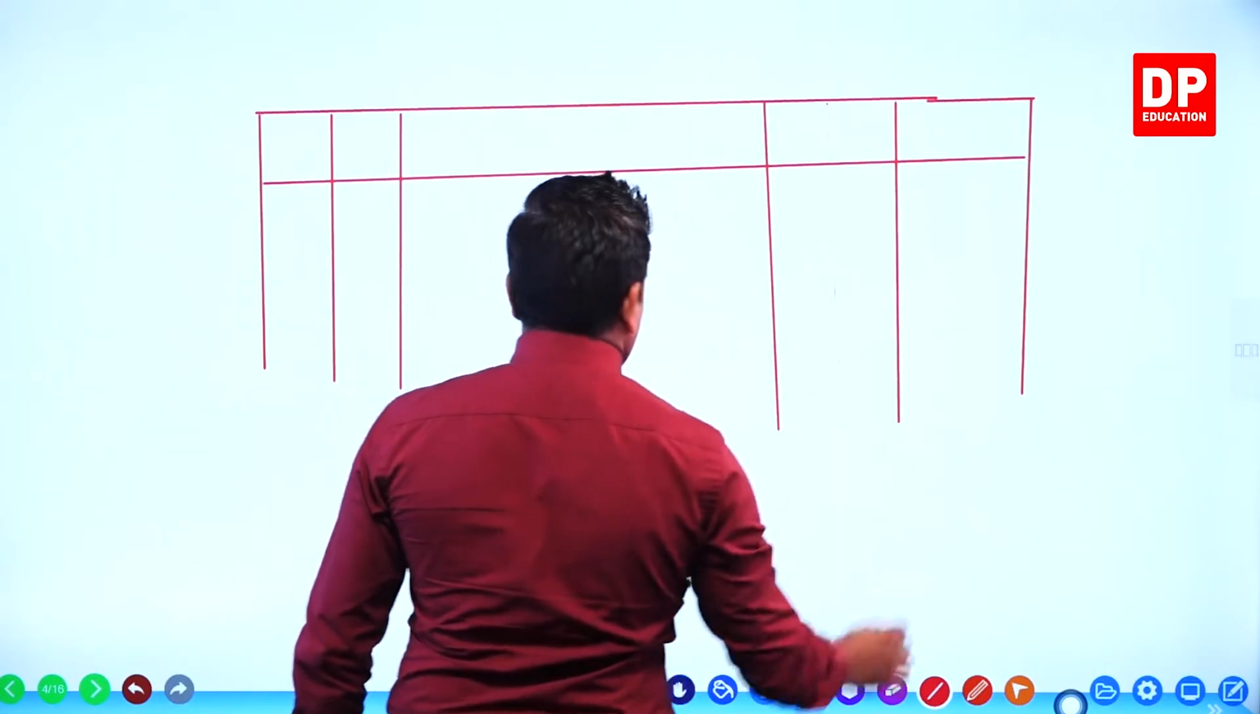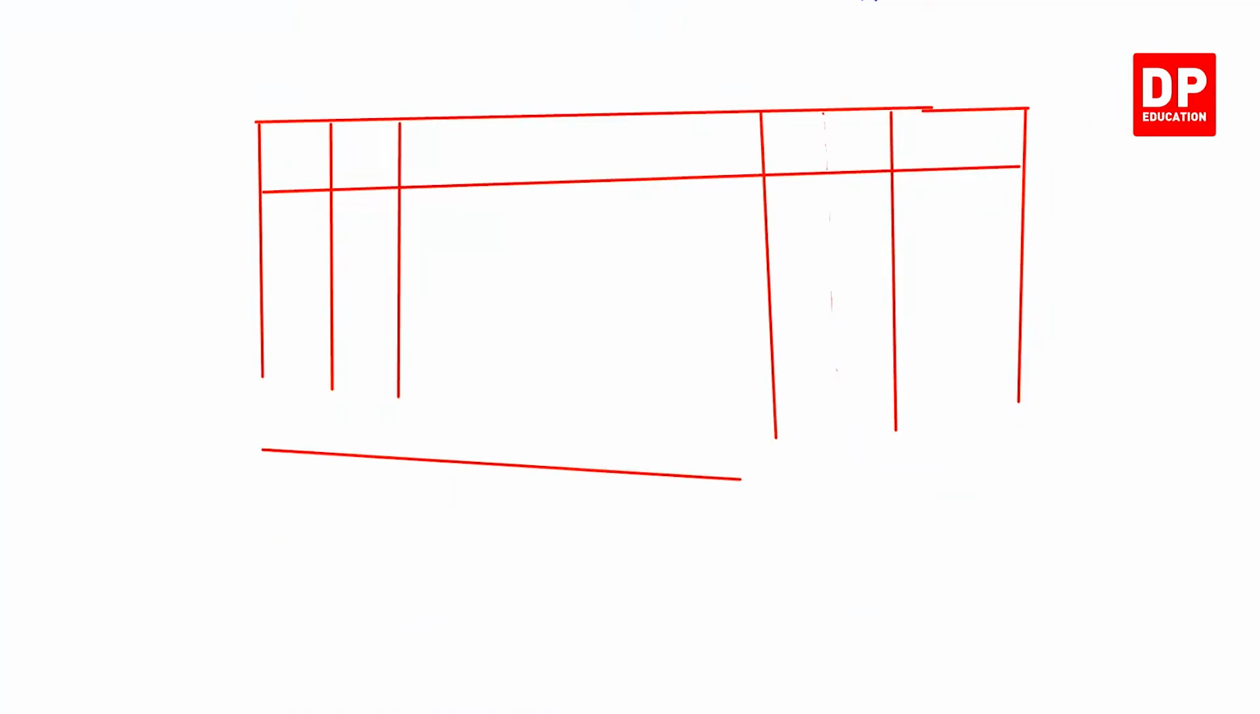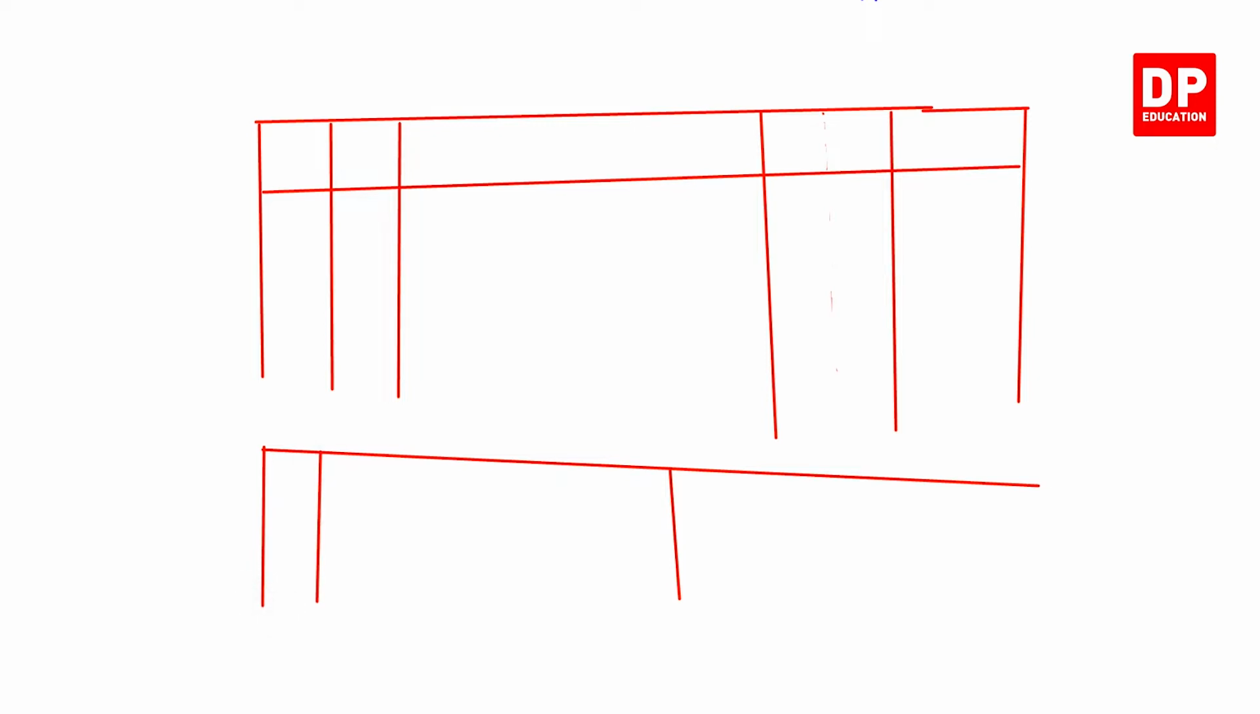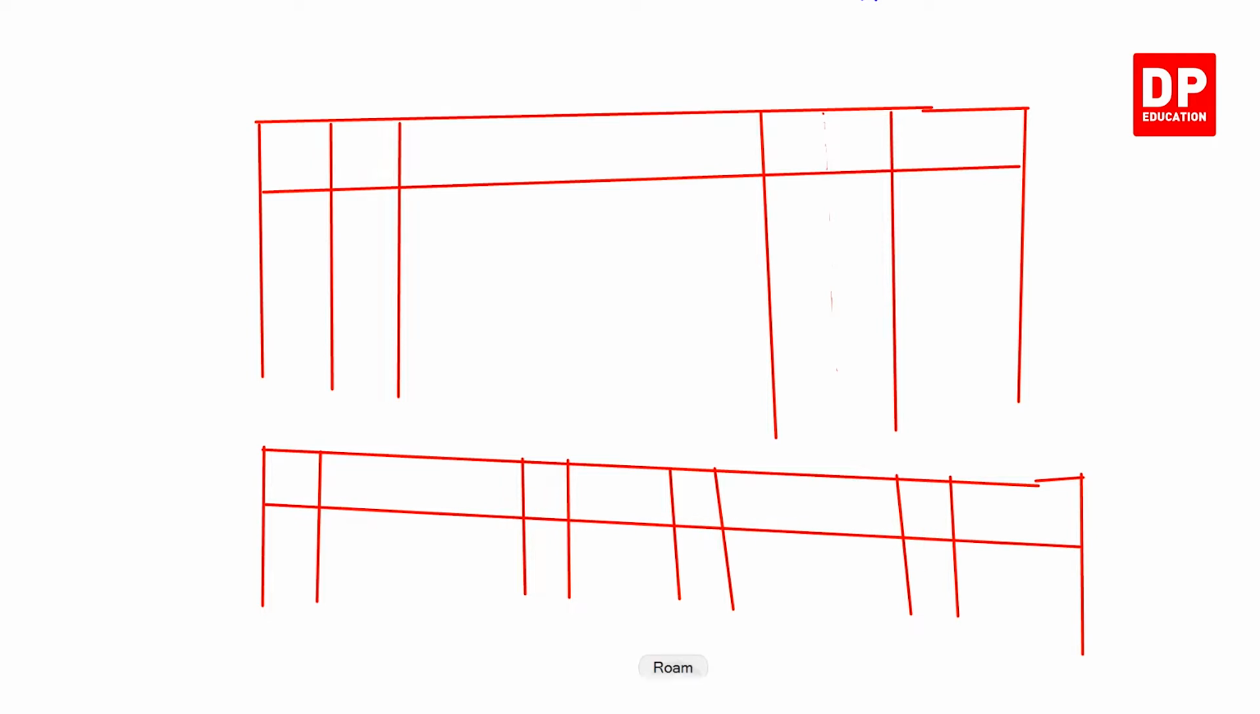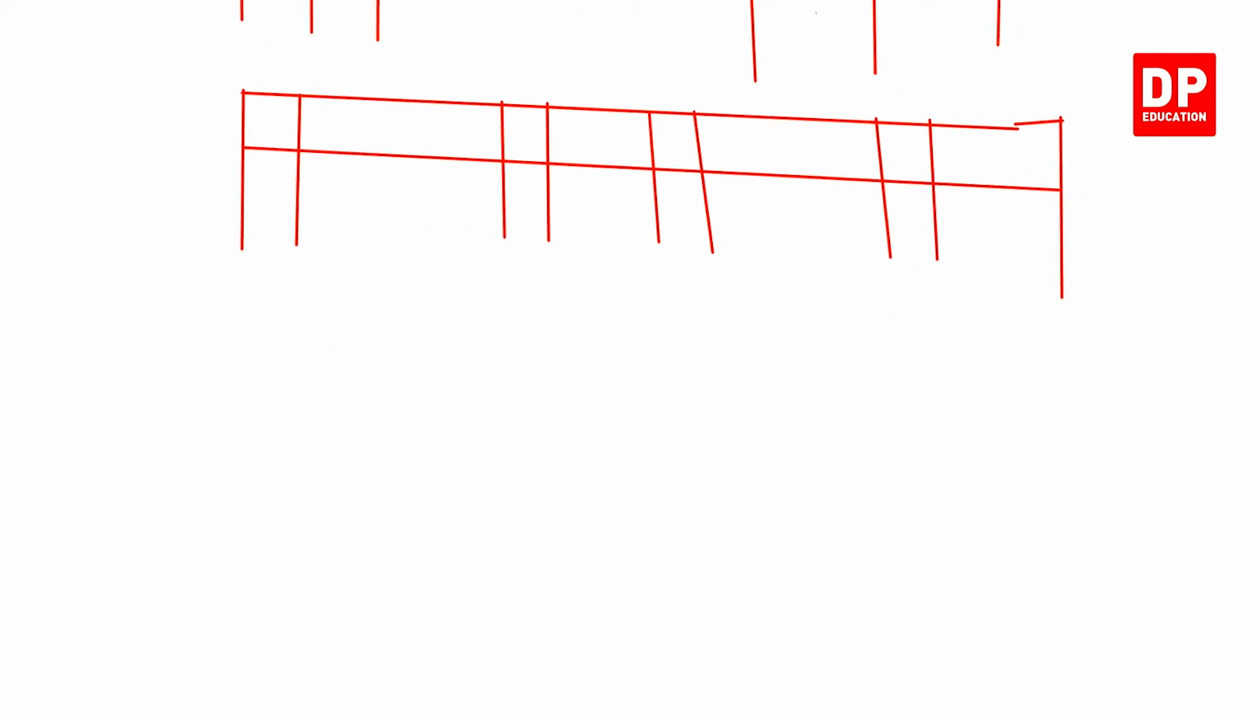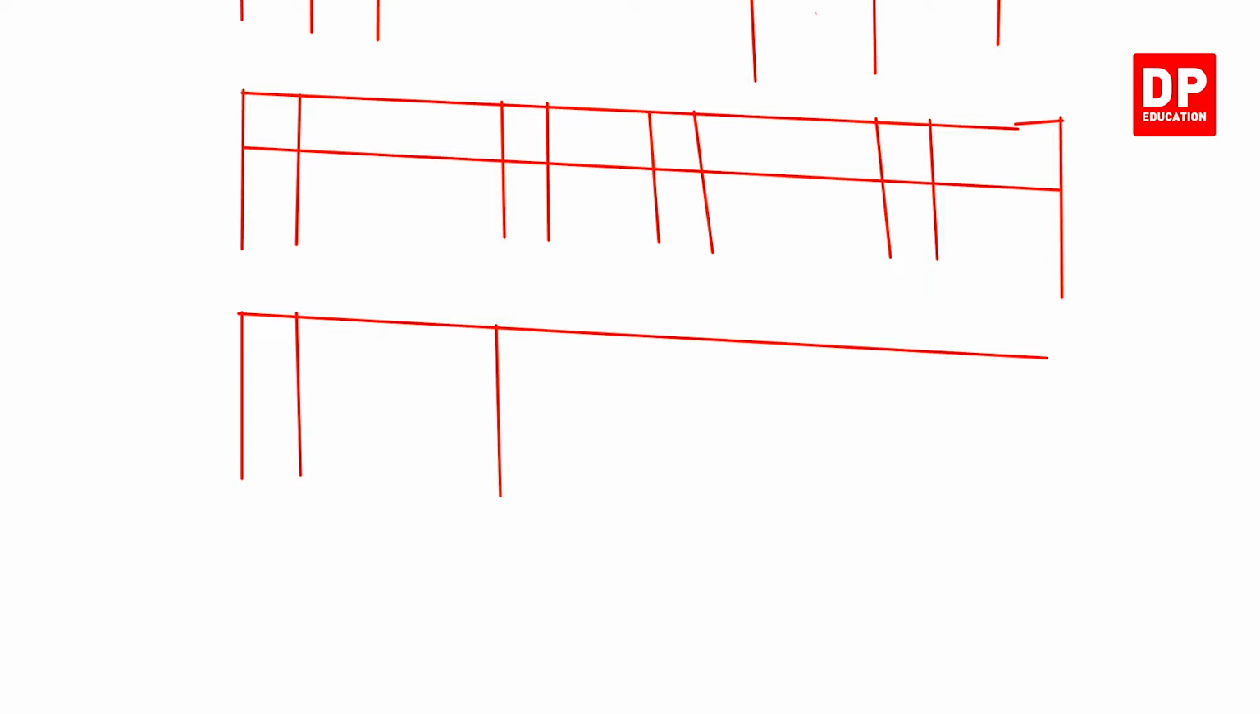You know, now we have to draw two more accounts, two ledger accounts. Date, description, ledger folio, value, date, description, ledger folio, value. Date, description, ledger folio, value.